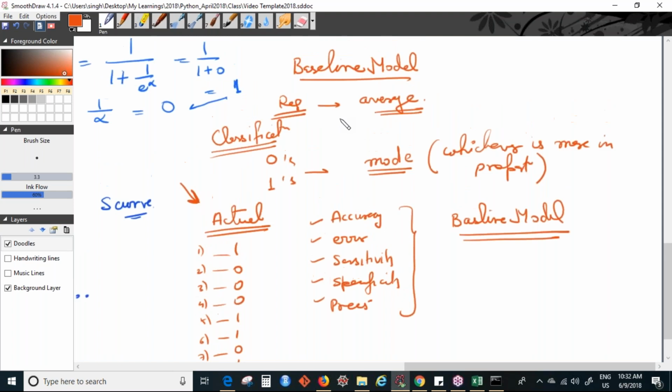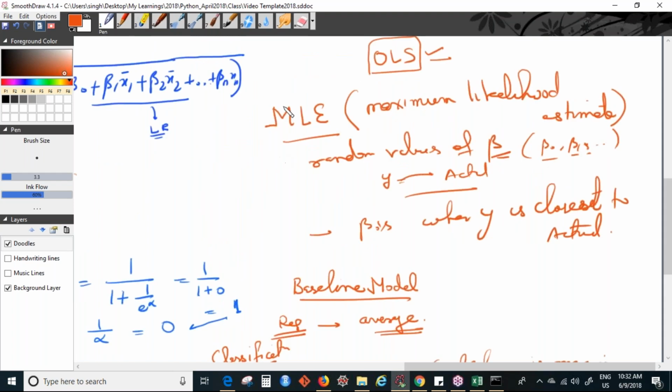Did you guys see this MLE when we discussed maximum likelihood estimate? Was the screen available when we saw this? Okay, then we did not cover a lot after this.